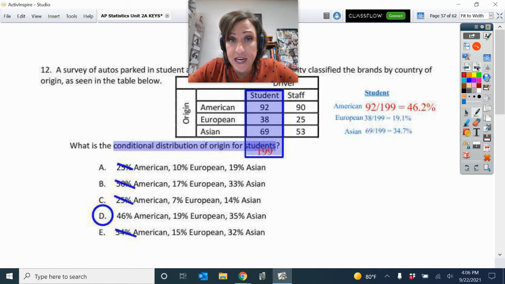Now this next one, same scenario, but we're talking about the conditional distribution. So it's not the overall rate that American, European, and Asian happen. It's what is that distribution of origin conditional upon you being a student? So that's out of these 199 students here. If it had said conditional distribution of origin for staff, then you would be using this column here of the staff data. So when I did that, I need to fix the font on that one there, you can see then that those percents are those in answer choice D.